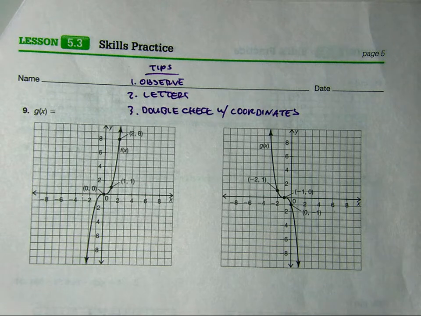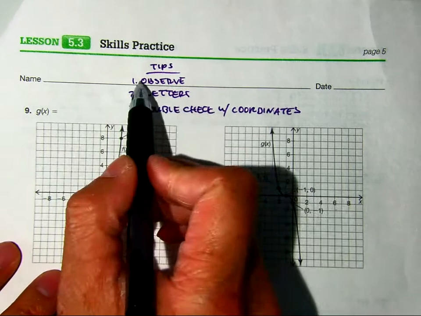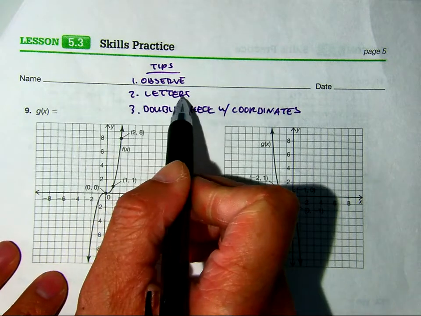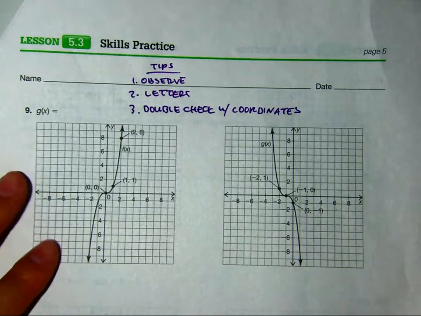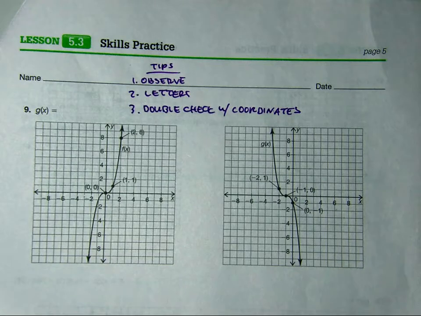Alright, in this problem, for this next set, just go through these tips. Observe, go to the letters, and if you get stuck, double check with your coordinates. So you have two pictures here, and the directions are on the previous page, but I'll read them out loud.